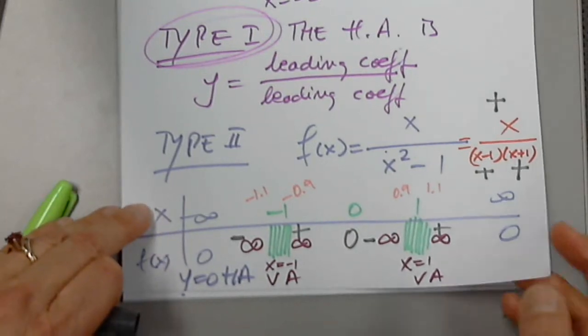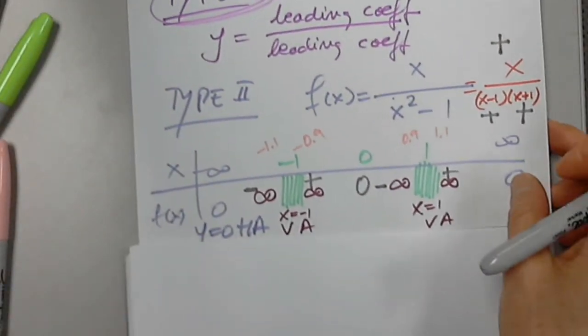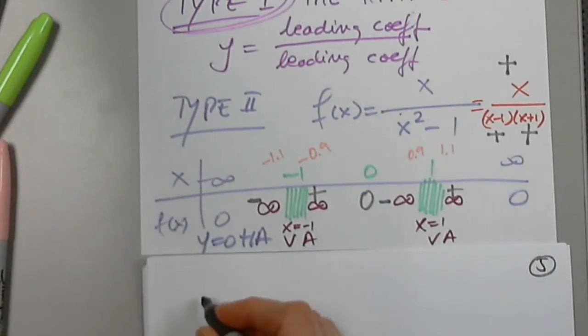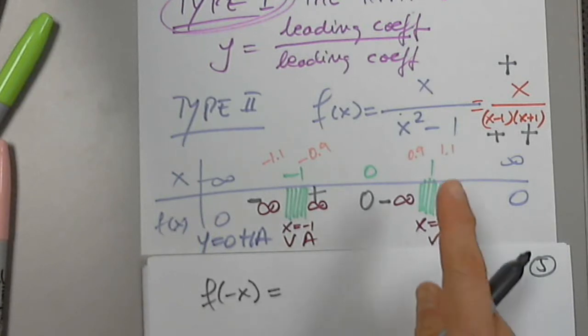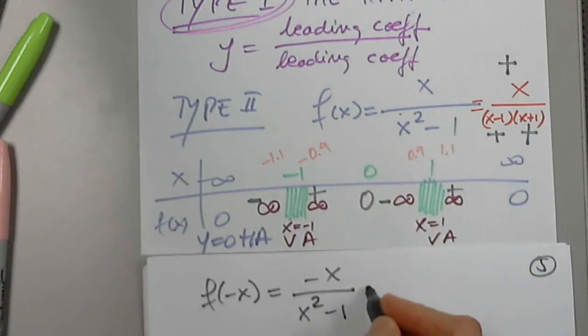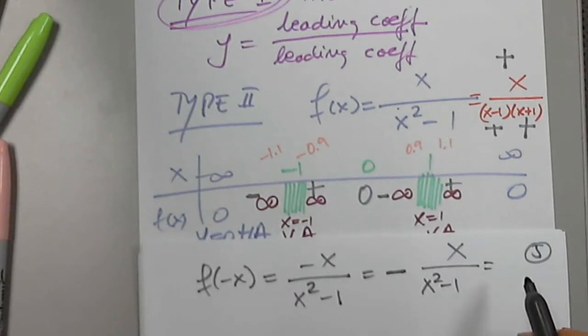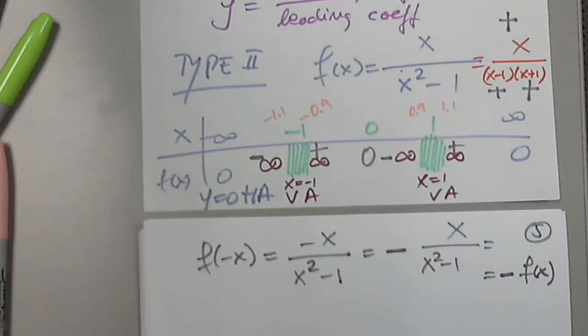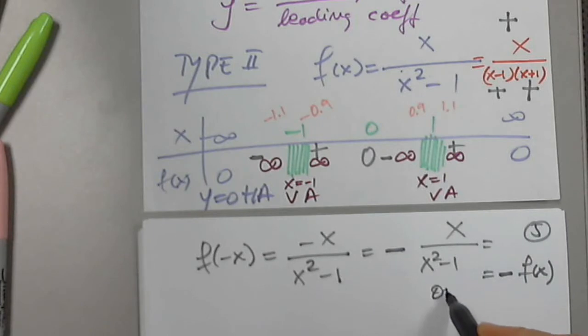There is nothing else. Now, I would like to talk about symmetry before we graph. So I have to find, if you remember, f of negative x. The top is negative x. The bottom does not change, it stays at x squared minus 1. So this is negative x over x squared minus 1, which is the opposite of f of x. What type of function is this when f of negative x equals negative f of x? It cannot be even because it's exactly symmetry with respect to the origin. So this is an odd function.